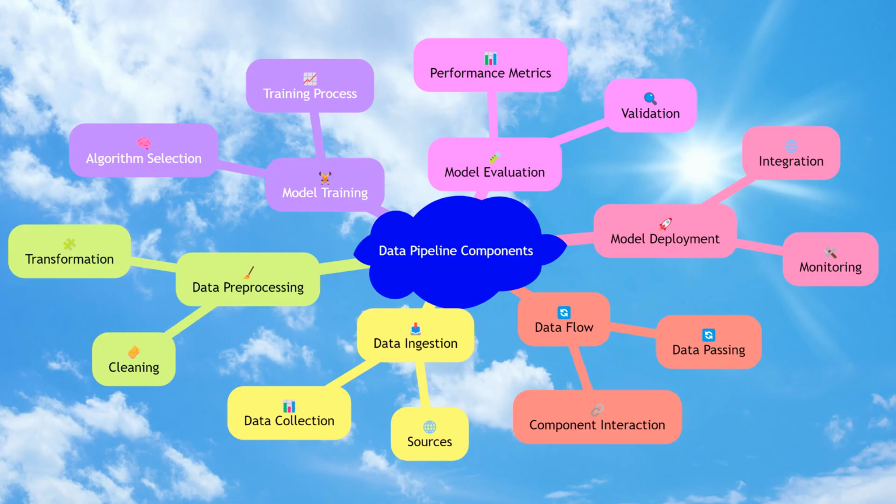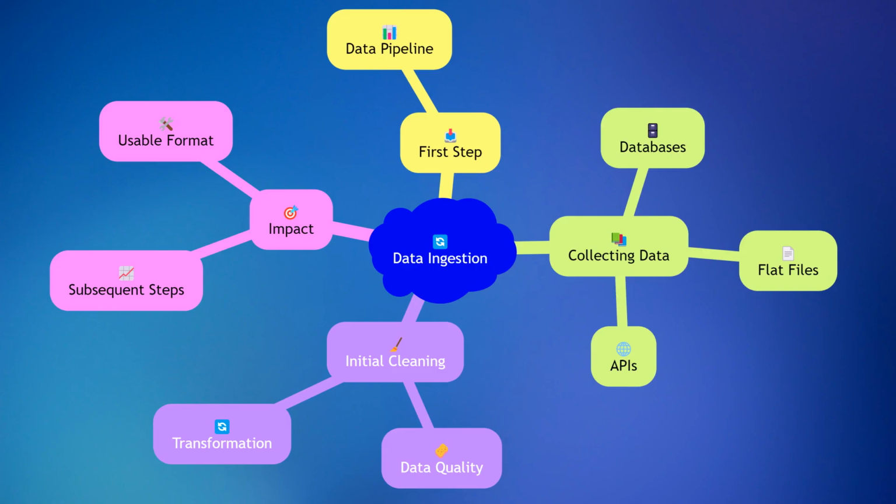integrated. A data pipeline typically consists of several components, each responsible for a specific task. These components include data ingestion, data pre-processing, model training, model evaluation, and model deployment. Each component must be able to pass data to the next step in the pipeline, ensuring that the entire workflow operates smoothly. Understanding how these components interact and how data is passed between them is essential for building efficient and effective data pipelines.